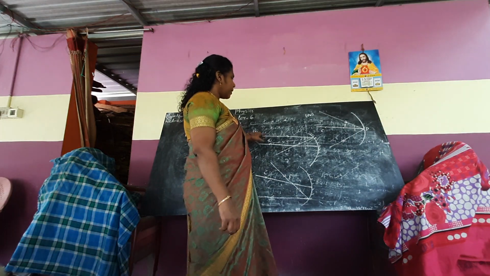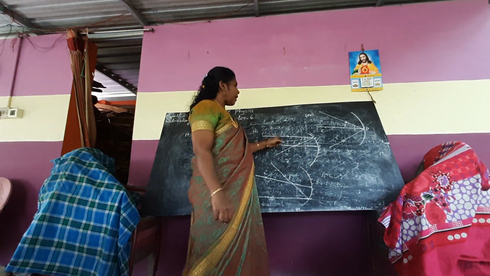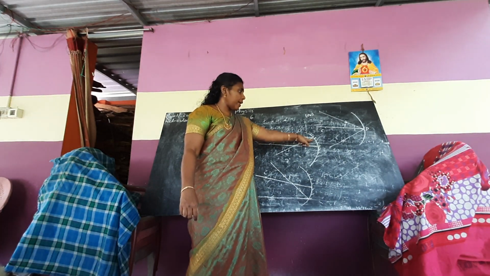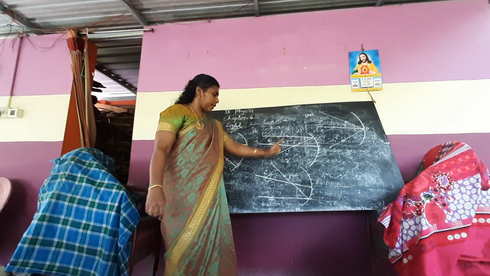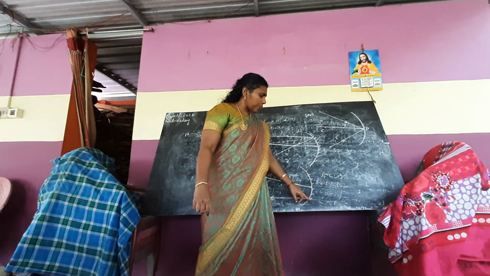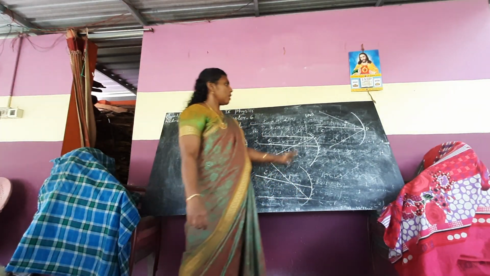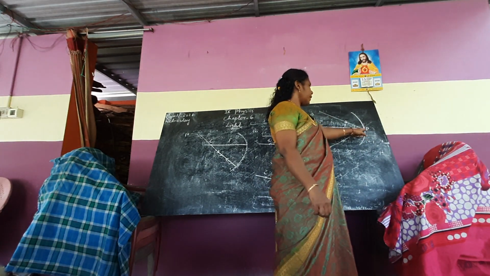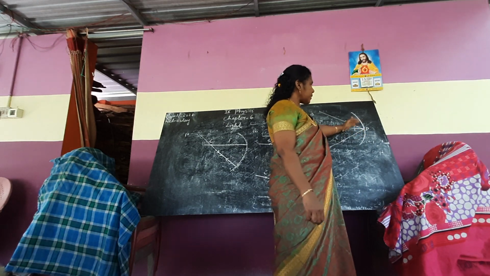Then the second rule: first you draw the principal axis. A ray parallel to the principal axis falls on a concave mirror. After reflection, it passes through the principal focus. Then the third rule: a ray passes through the principal focus of a concave mirror. After reflection, it emerges parallel to the principal axis. Then the fourth one: a ray passes through the pole of a concave mirror, and after reflection it also passes through the next side.